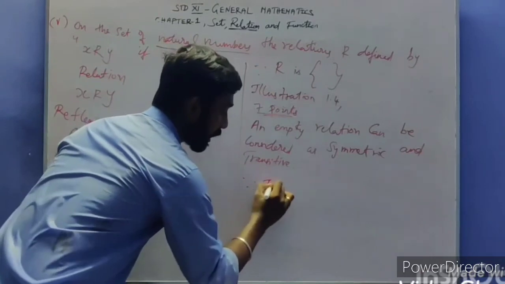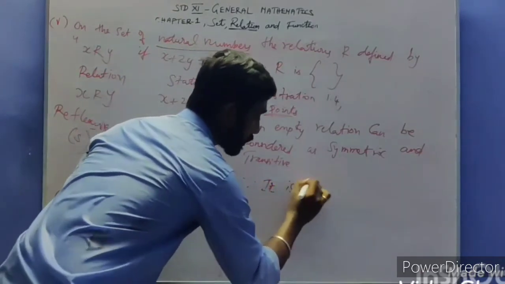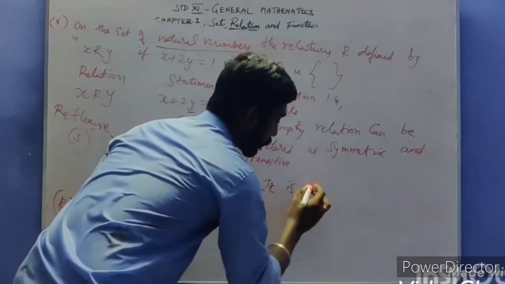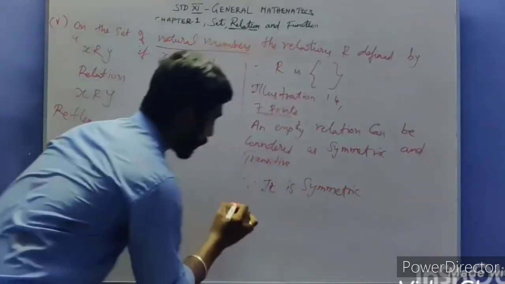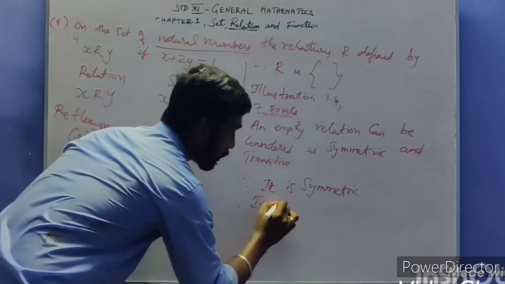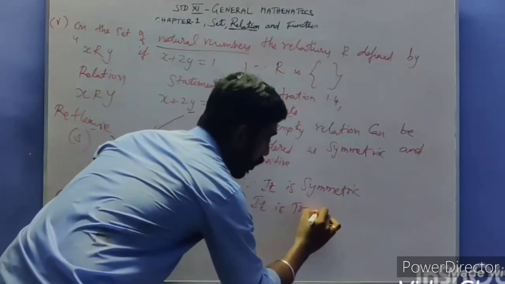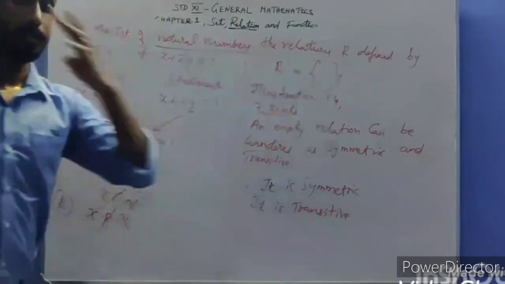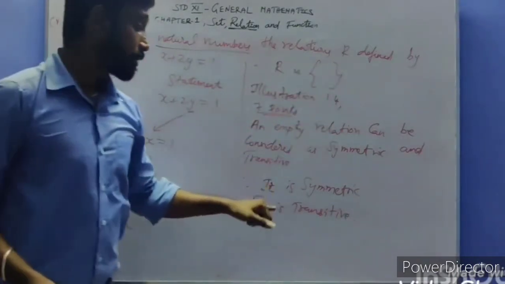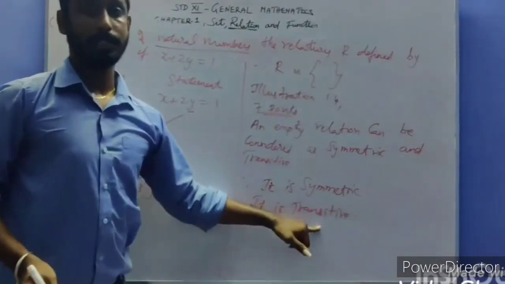Now we have to write that it is symmetric. It is symmetric and it is transitive, because we are getting an empty set only. So the statement: it is symmetric, it is transitive.